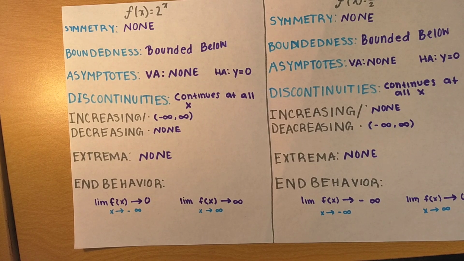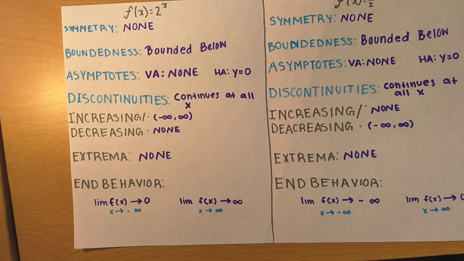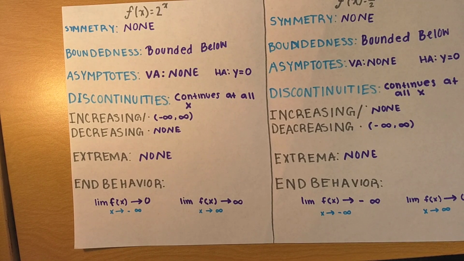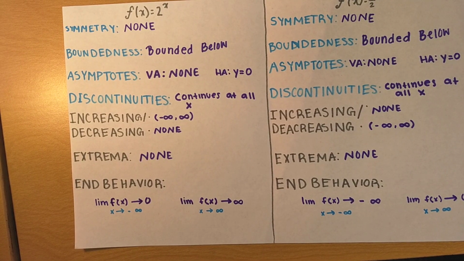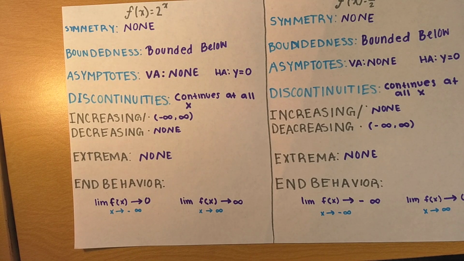There are no extrema occurring, and for end behavior of f of x equals 2 to the power of x, the limit of f of x as x approaches negative infinity is 0, and the limit of f of x as x approaches infinity is infinity. For f of x equals 1/2 to the power of x, the limit of f of x as x approaches negative infinity is infinity, and the limit of f of x as x approaches infinity is 0.